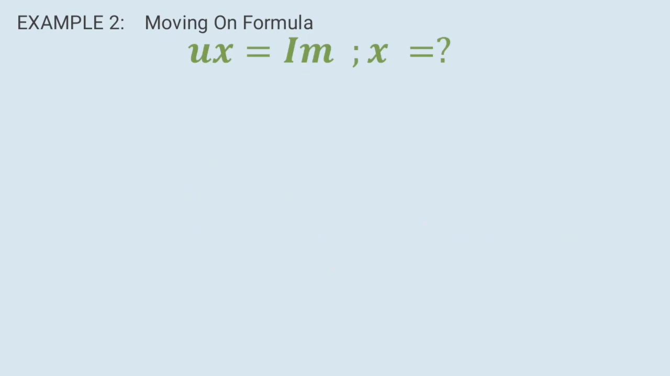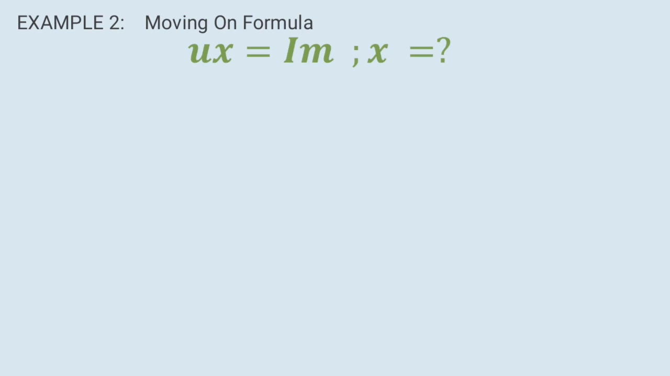Example 2, the moving on formula. Okay, Ux equals Im, and the intended variable, or what we are looking for, is x. So, on which side can we see the x? It is on the left side. Now, what is the variable beside x? It is u, right? So, we have to eliminate u.